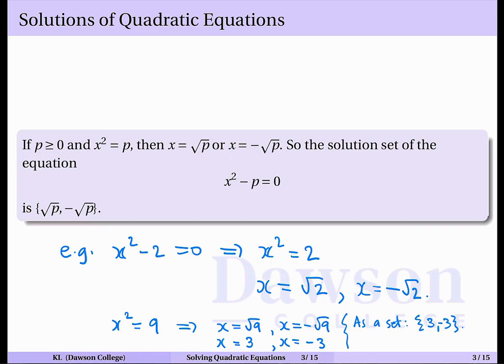Okay? So, like I said, this is the most basic quadratic equation that we can have: x squared equals p, where p is a positive number. Then the solutions are x equals square root of p, or x equals negative square root of p.